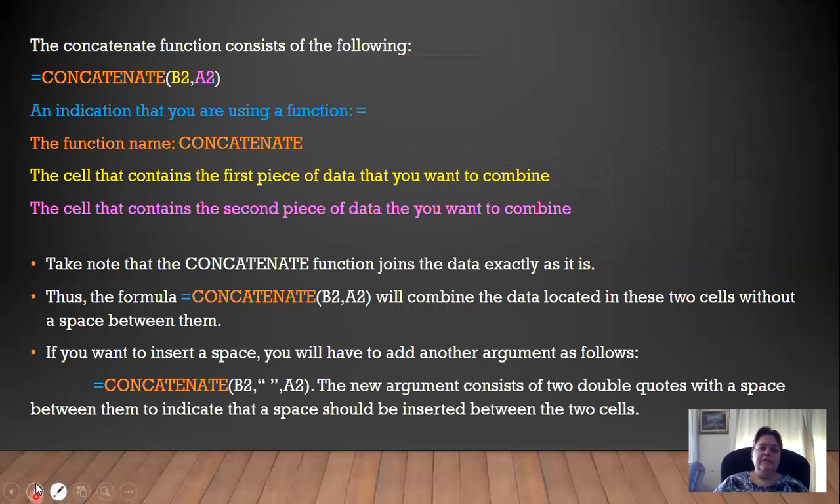So let us take a look at how this function works. The concatenate function consists of the following. There are 4 parts to your function. The first part, the equals, is an indication that you're using a function.